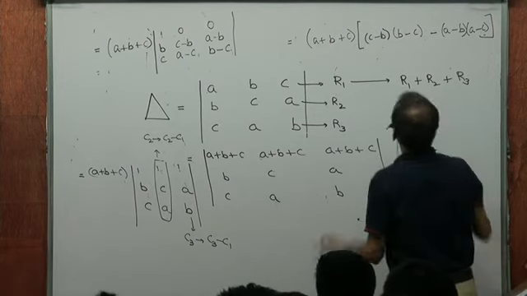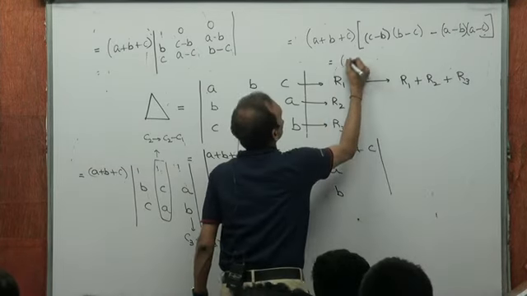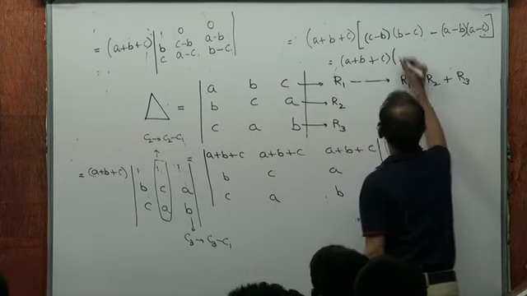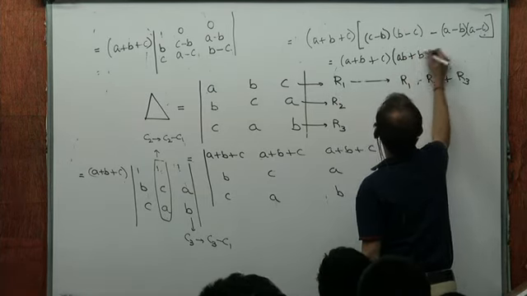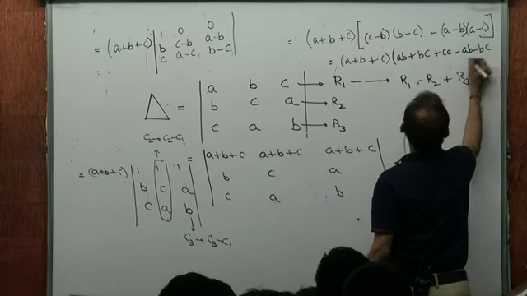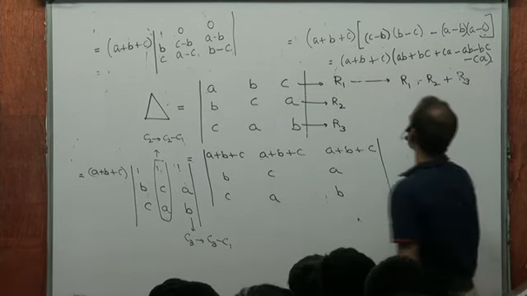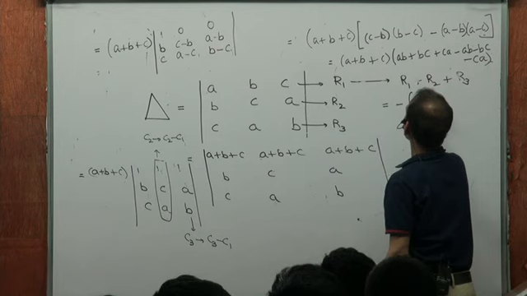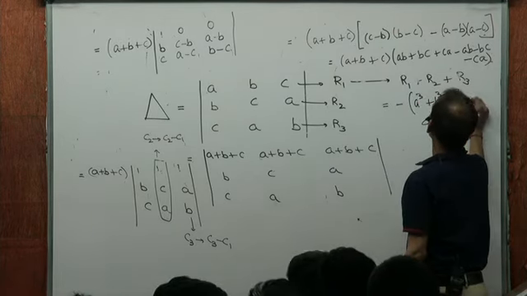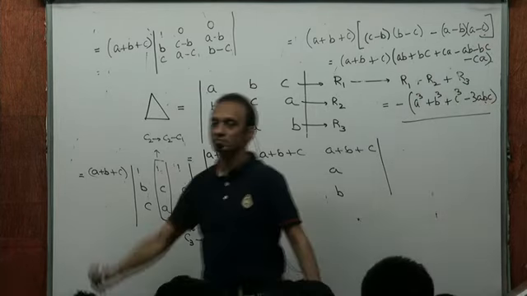Now when you simplify this, this is what you will get: a plus b plus c, minus c a. This is what you will get, which would then be minus of a cubed plus b cubed plus c cubed minus 3abc. This is again a regulation result.